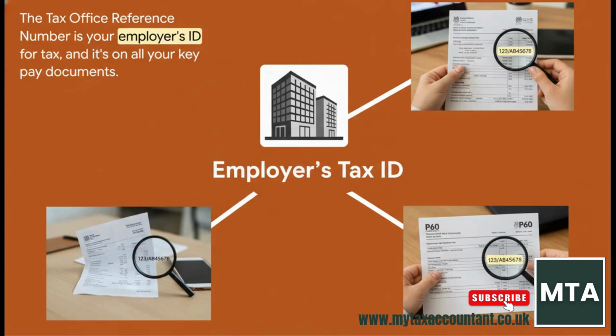So, let's boil it all down. If you only take one thing away from this, let it be this. The tax office reference number is your employer's ID for tax purposes. It's not yours. And you can always find it on your key pay documents, like your payslip, P60, or P45. Just knowing that puts you in a much stronger position.